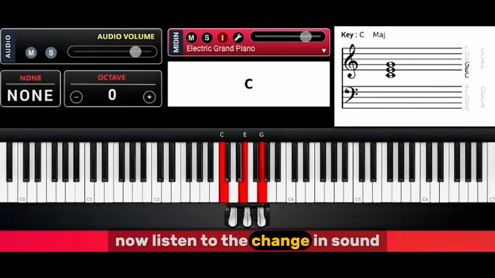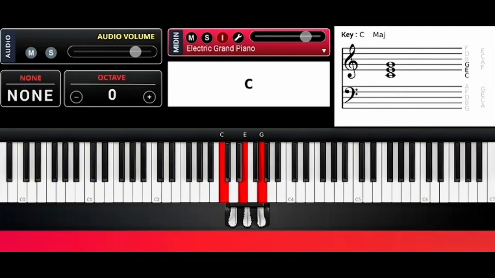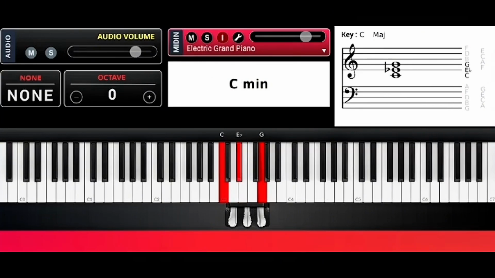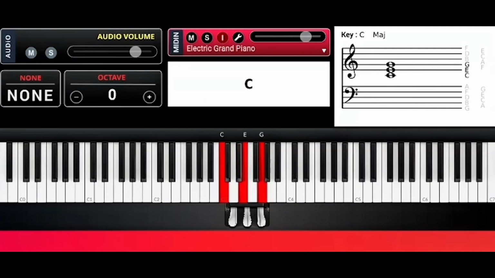Now listen to the change in sound when I move the third to a different note. This is the third, and I'm changing it to this note. This was the sound we had at first, and when I move the third, this is the sound we have.